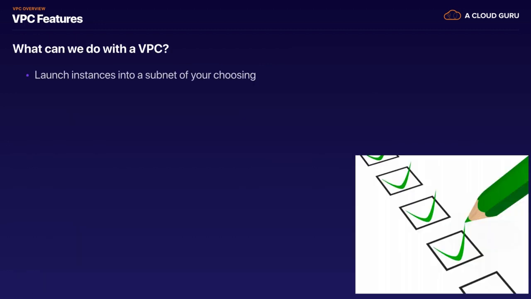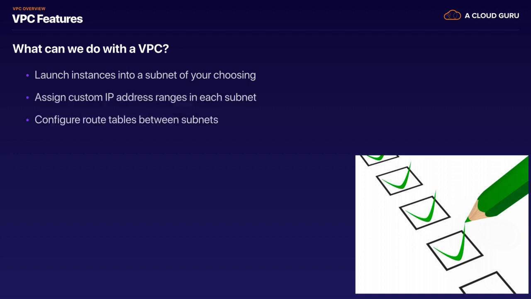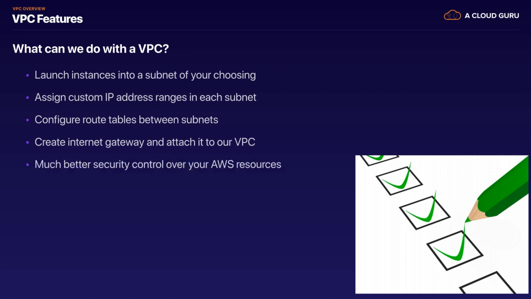So what can we do with the VPC? Well, we can launch instances into a subnet of our choosing, so we can choose our own subnet address ranges. We can assign custom IP address ranges in each subnet, which is what I just said. We can configure route tables between our subnets. We can create internet gateways and attach them to our VPC. And we get much better security controls over our AWS resources, and we can assign security groups to individual instances, but we can also have subnet network access control lists, or ACLs, as well. And we're going to look at how we can use those in a lecture coming up.